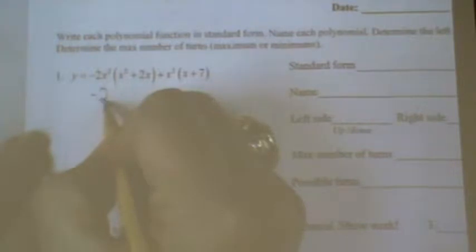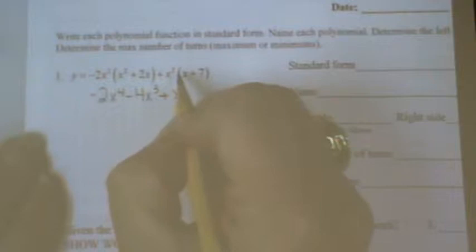Let's go over this. Question number 1. How do you write this in standard form? Distribute. You're going to distribute, you get negative 2x to the 4. And then negative 2x squared times 2x is negative 4x cubed. And then we have plus x cubed times 2 plus 1 is 3, and then plus 7x squared.